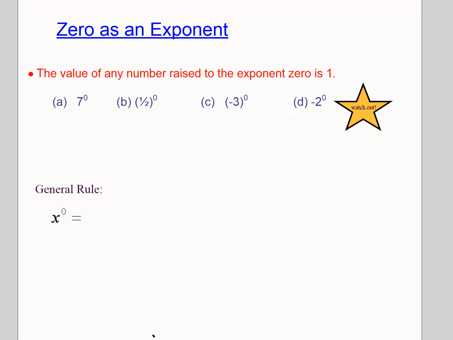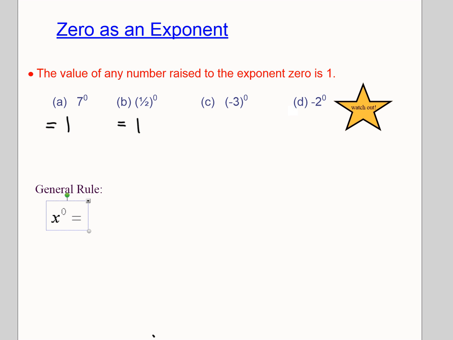So this is a summary of everything that you learned in the investigation. So remember, any number raised to the exponent of 0 is 1. So 7 to the 0 would be 1. 1/2 to the 0 would be 1. Now this one's an interesting one because it combines some of the work that we did with negative bases and what happens when there's brackets or no brackets.